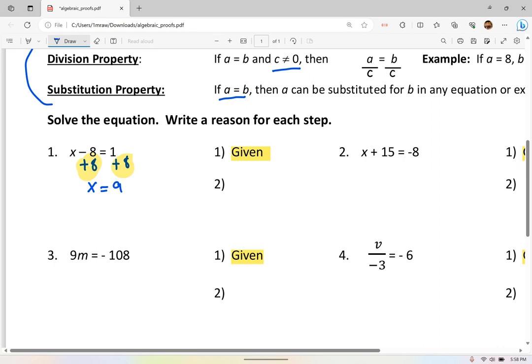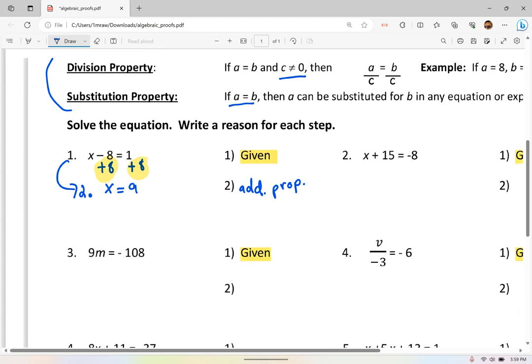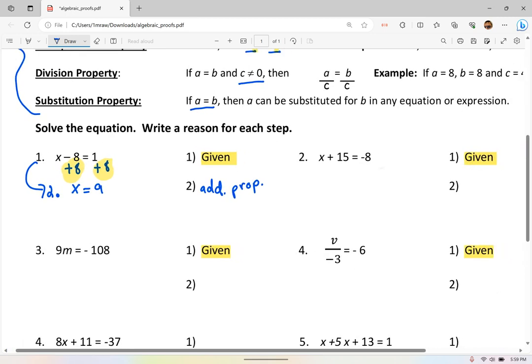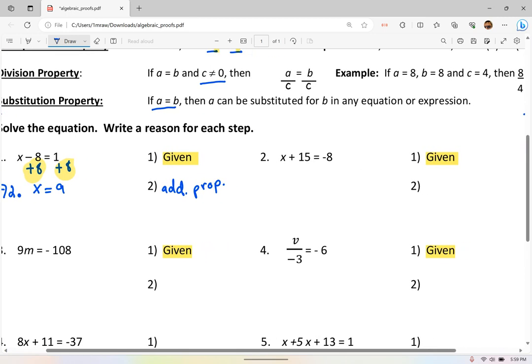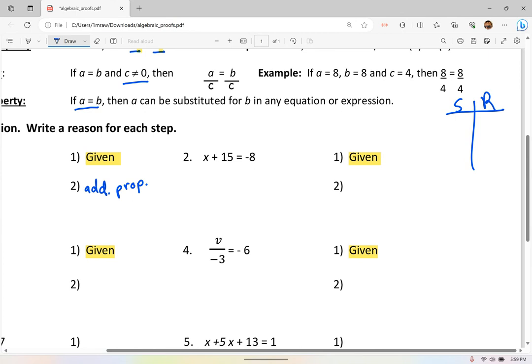So to get from statement 1 to statement number 2, I'm going to use what we call the addition property of equality. That's really what it's called, but let's go ahead and abbreviate here. The addition property of equality. Notice I'm adding 8 to both sides. Some of these things are very simple, one-step pieces. That's why we call them one-step equations, because you're only doing one thing.